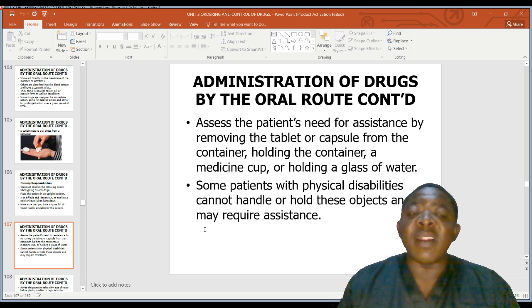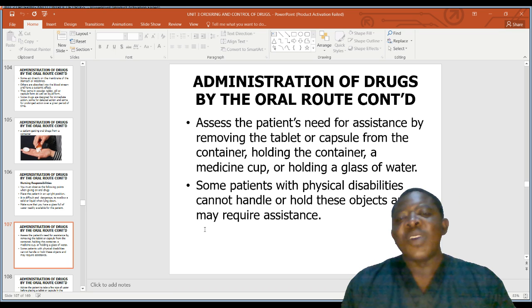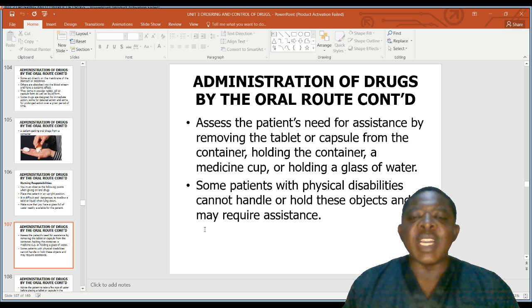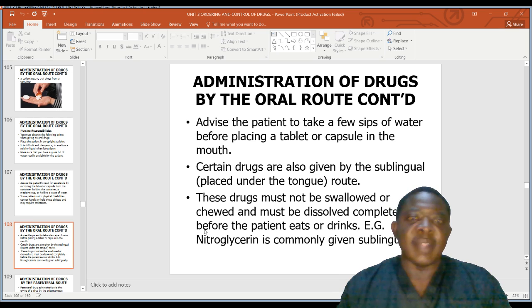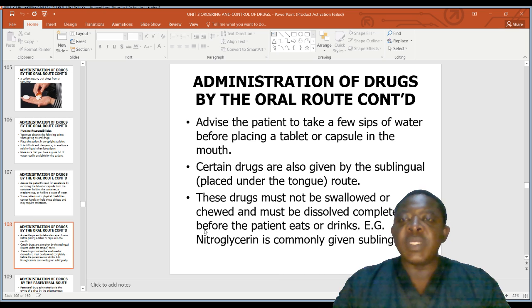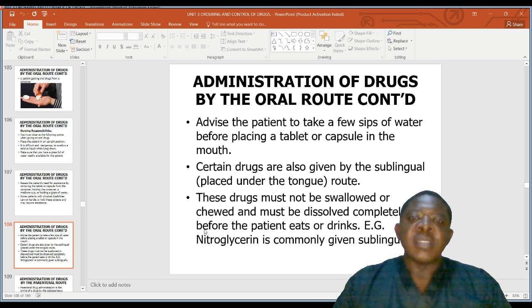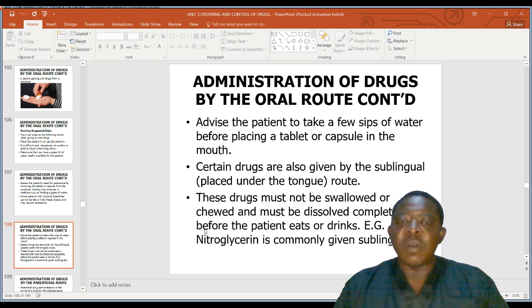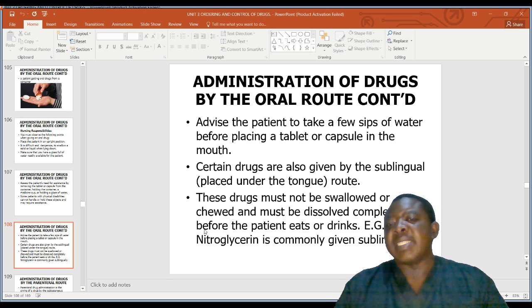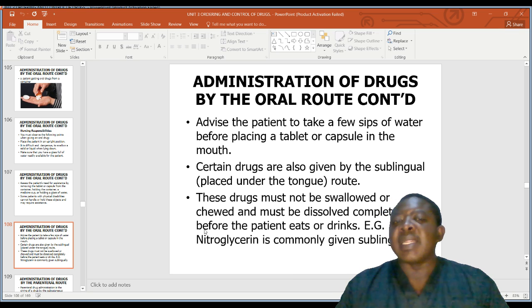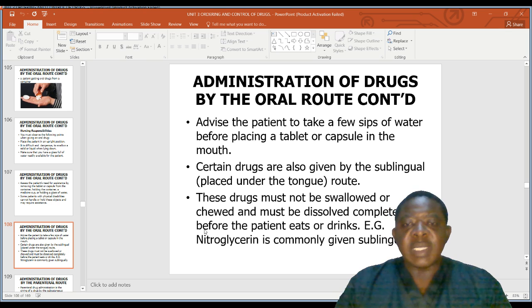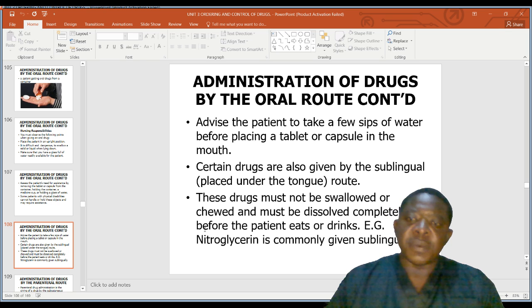Remember, your bare hands should not come in contact with the drug because of a possible reaction, for example to the lotion you applied on your hands. You can advise the patient to take a few sips of water before placing the tablets or capsule in the mouth. Certain drugs are also given by the sublingual route, that is placed under the tongue. These drugs must not be swallowed or chewed and must be dissolved completely before the patient eats or drinks those that are administered under the tongue. So nitroglycerin is commonly given as sublingual.